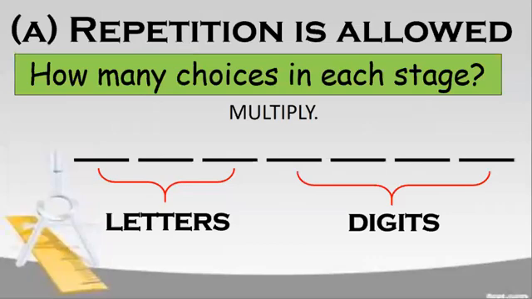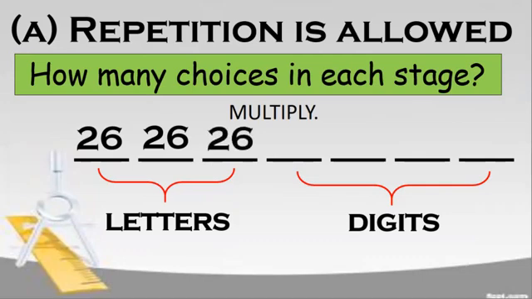So again, after ma-identify yung stages, how many choices are there in each stages? So unahin natin yung sa ating 3 letters. So we have, since repetition of letters is allowed, we have 26 in our alphabet. So standard po natin, we have 26 letters for our alphabet. So yung second stage natin, 26 pa din, since pwede pong ulitin yung ginamit natin sa unang stage. And then yung third stage natin for the letter is ganun pa din po. So 26, 26, and 26 for the first 3 stages natin na para po sa letters.